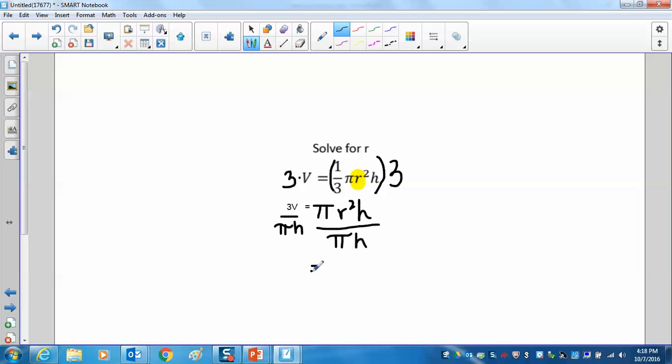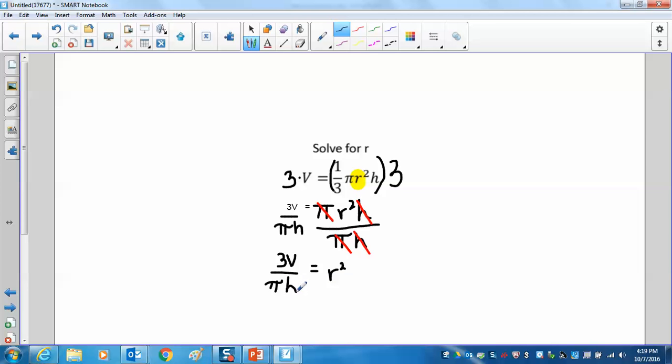And what I'm left with on the right, well, the pi on top cancels with the pi on the bottom, and the h on top cancels with the h on the bottom. And so we're left with r squared on the right. And over here, again, there's no algebra to do. We're left with 3v over pi h. And that's okay. We just leave it like that. There's no simplification necessary there.